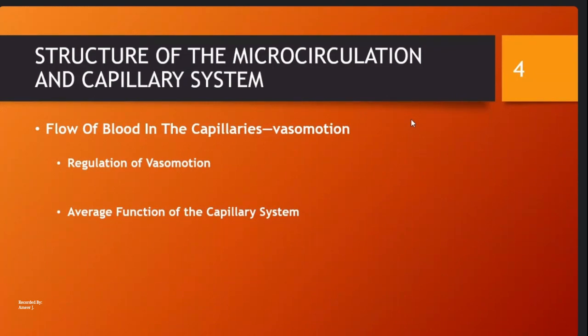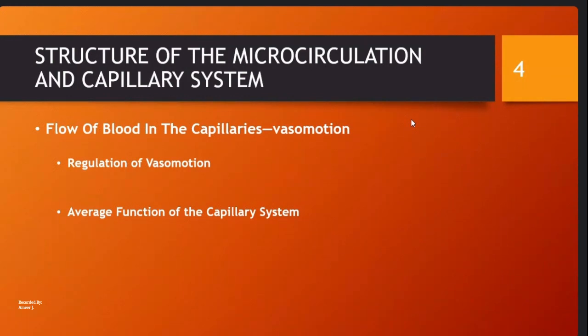Different factors are important for vasomotion and the regulation of vasomotion, which I will discuss in another session for you, inshallah. Inshallah, you have the class in person, and therefore I will be able to explain these in person, and it is more easily understandable.